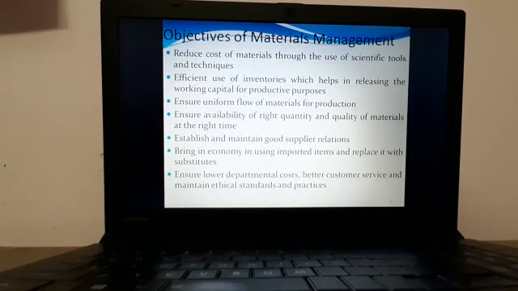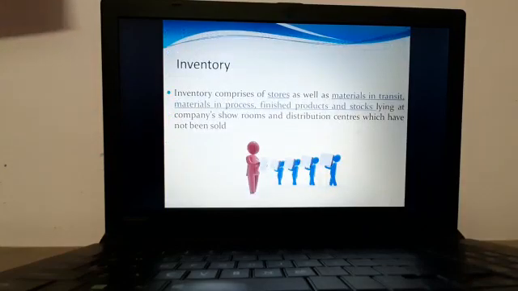If you are using any imported items, you have to be very careful because they have more charges. So find a solution. If anything goes wrong with such materials, can we replace them with substitutes which are available locally? And ensure lower departmental costs, better customer service, and maintain ethical standards and practices. So these 7 objectives are the objectives of materials management.